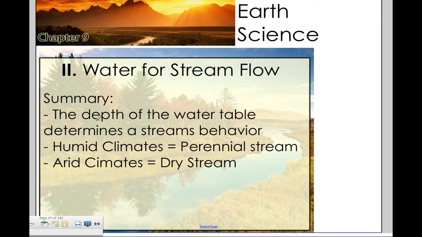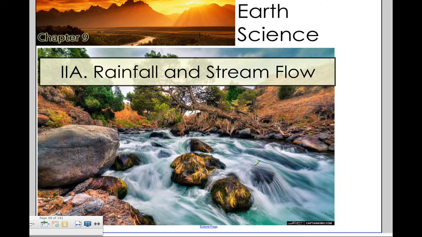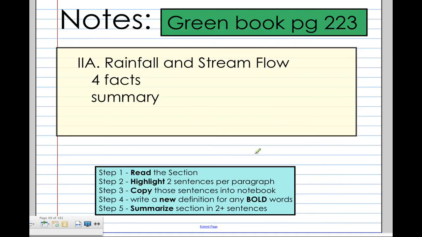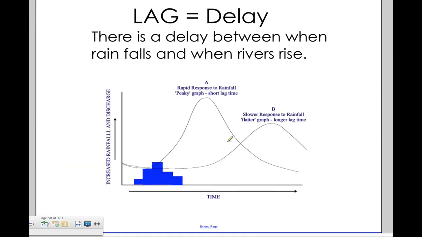So this is pretty simple, right? The depth of the water table determines a stream's behavior. Humid climates would be perennial, arid climates would be dry. Now with that said, we'll go right into the next little section here, 2A, and we'll see that there is a delay, however, a lag we'll call it, between when the rain falls and when the rivers rise.